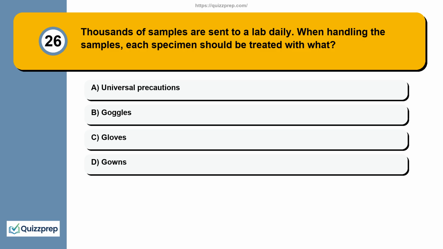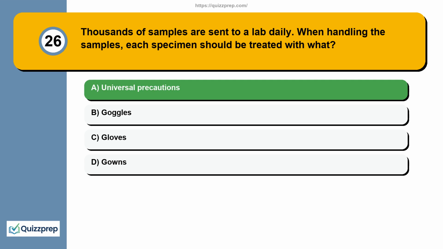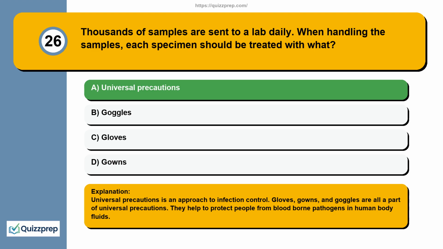Question 26. Thousands of samples are sent to a lab daily. When handling the samples, each specimen should be treated with what? Universal precautions. Goggles, gloves, gowns. Universal precautions is an approach to infection control. Gloves, gowns, and goggles are all a part of universal precautions. They help to protect people from blood-borne pathogens in human body fluids.